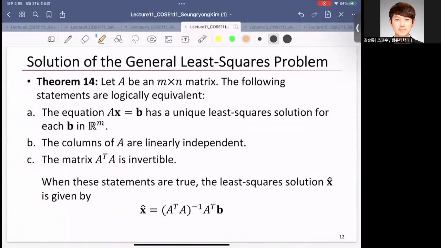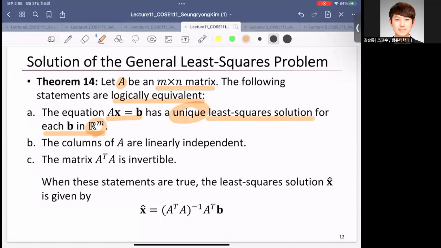Let matrix A be an n by n matrix. The following statements are logically equivalent. First of all, the equation Ax equals b has a unique least square solution for each b in R^m. This is the first statement.